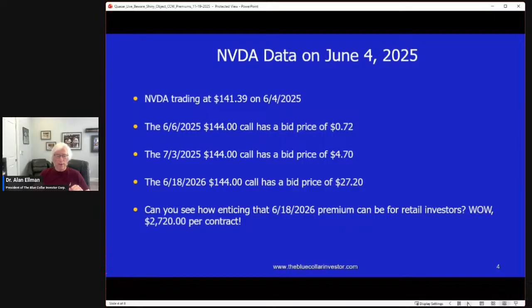Now, let's go out a month instead of 3 days to the 7/3/2025. Same strike, 144. Now, that had a bid price of $4.70. So now, instead of getting $72 a contract, you're getting $470 a contract. Once again, be careful of the shiny object.